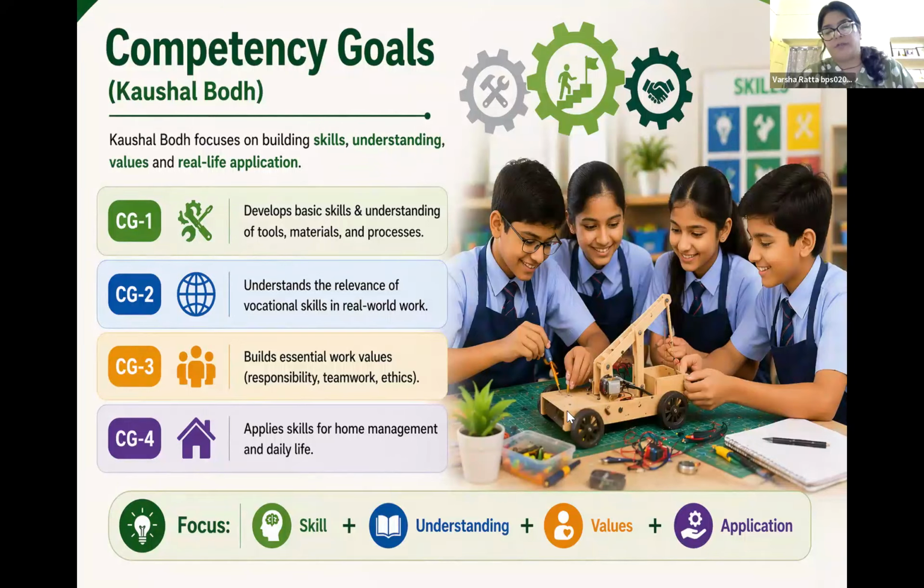So what do we focus on? We focus on skill, understanding, values, and application. SUVA. Okay, I repeat it again. Skill, understanding, values, and application. Right? Is that okay, everybody? Yeah, am I good to go? Can I have some thumbs up? Okay. So, moving ahead, what are the objectives?